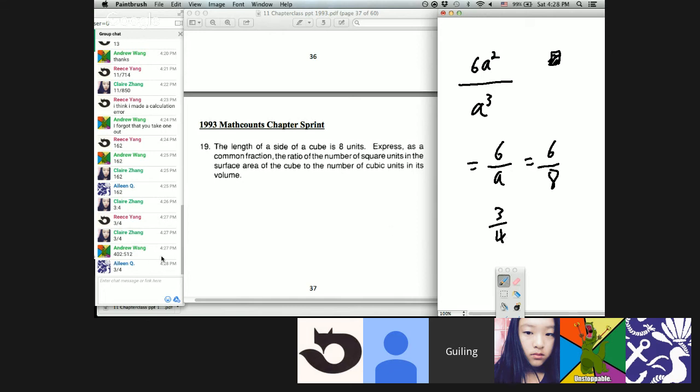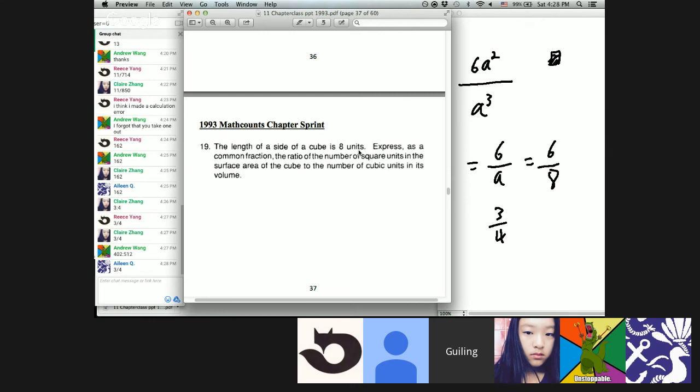So probably not the fastest way to plug in 8 first. It's easier to just set it as A and then try solving it from there.